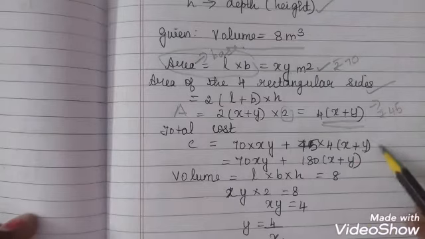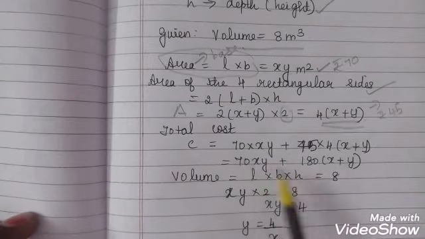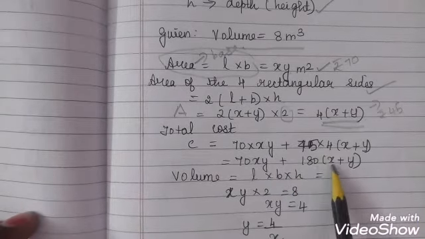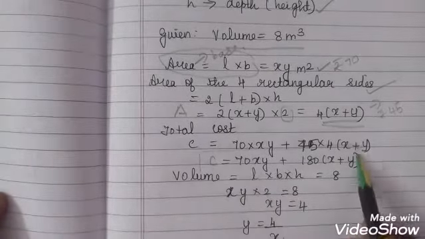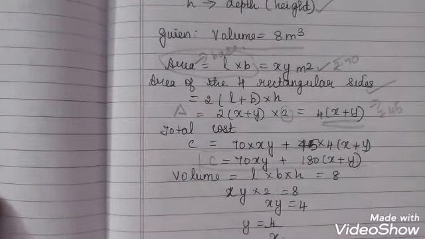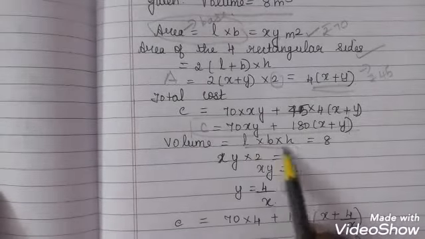Only till this part it's a little tricky, you will have to know it correctly. After that it's very easy. So you can write it as 70xy plus 45 into 4, which is 180, into (x plus y). I have already told you, if you have it in terms of x and y, my problem is that I must bring it in terms of either x or y. For that, something else is also given to us in the question.